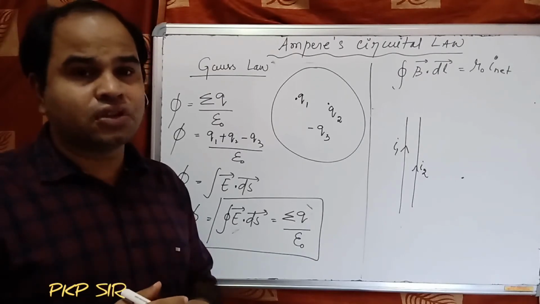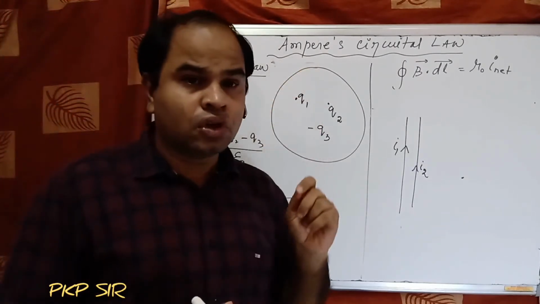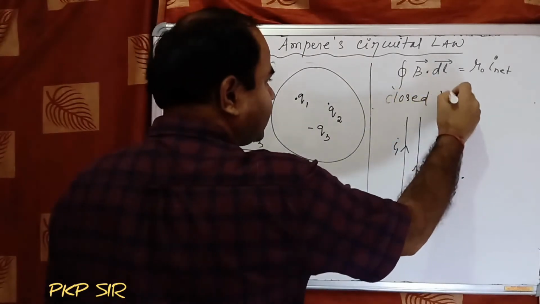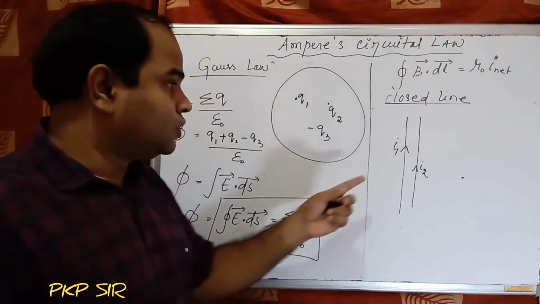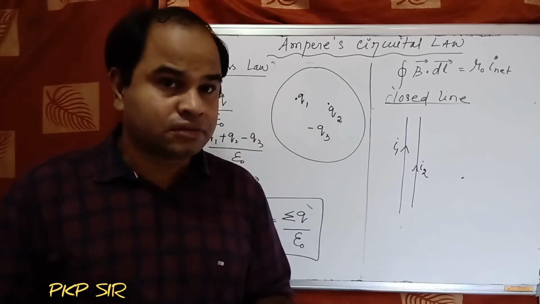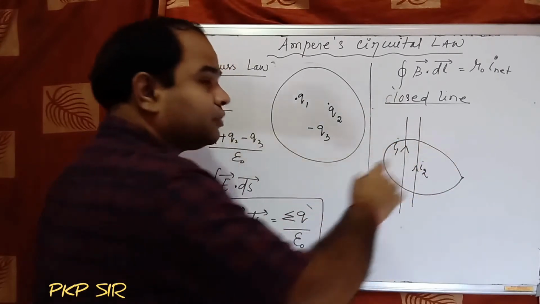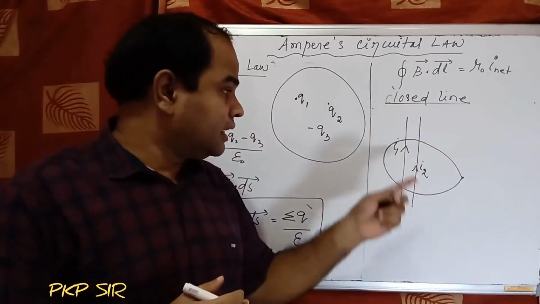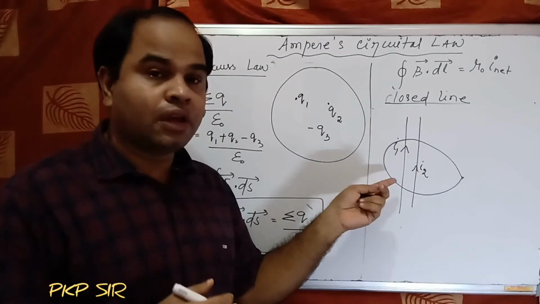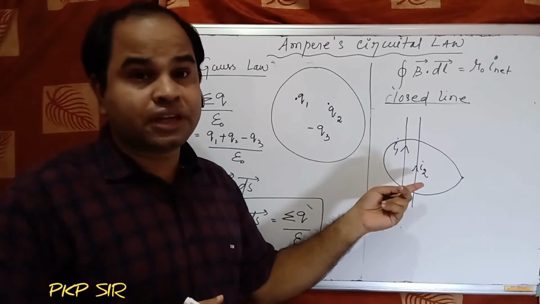A Gaussian surface is a closed surface. Just like that, in Ampere's circuital law, we will take a closed line around the two straight current carrying conductors. A circle is also a closed line, so let us draw a circle as a closed line around the two straight current carrying conductors.